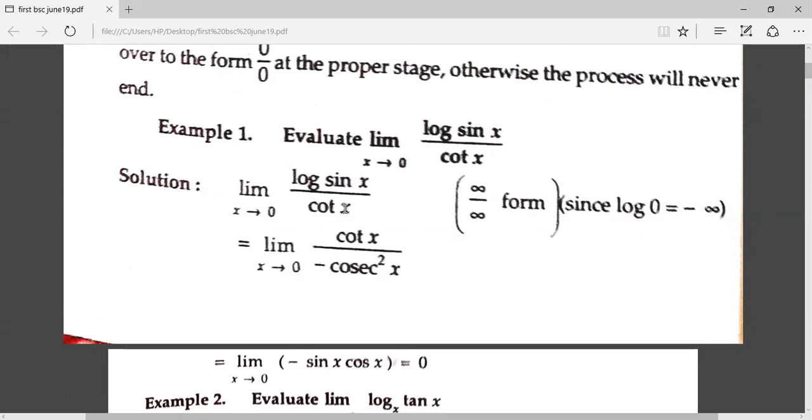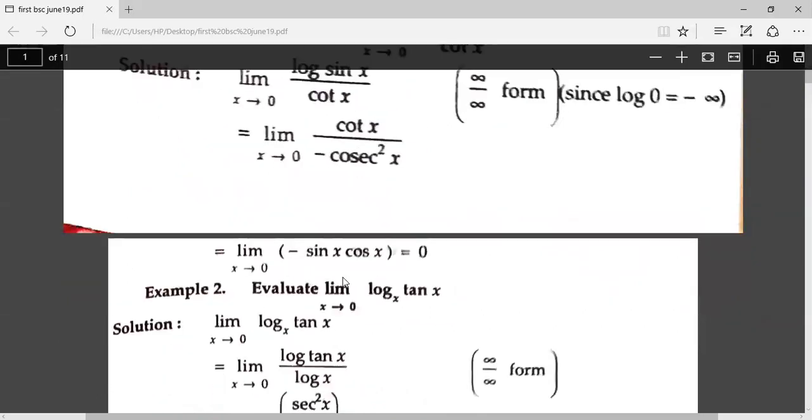Now put limit x tends to 0, check whether it is of indeterminate form. Sin 0 is 0, cos 0 is 1. You get 0 into 1, it is 0. So therefore, the value of this limit is 0, though it is of the form infinity by infinity.